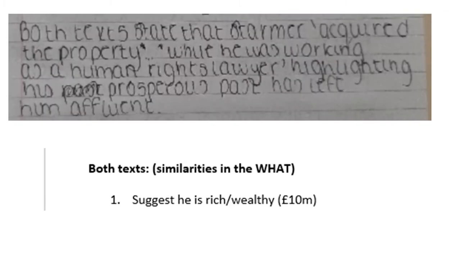Both texts state that Starmer acquired the property while he was working as a human rights lawyer, quote, highlighting his prosperous past has left him affluent. Some great vocabulary in here. We've got prosperous and we've got affluent. Really, really good, impressive language. So this again is going for this first point, suggests he is rich and wealthy.